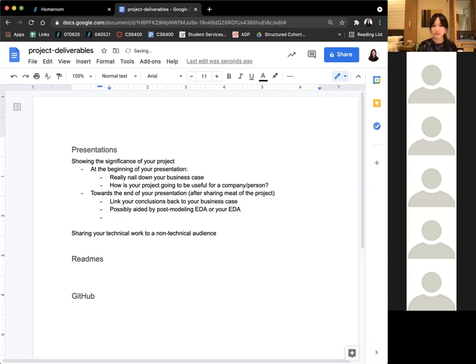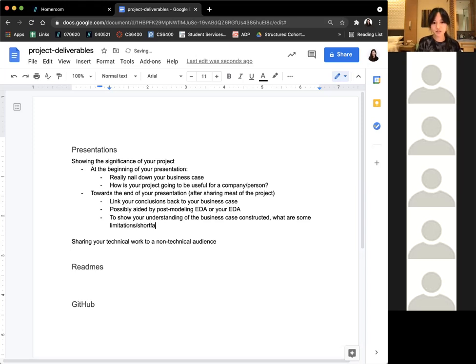Other than that, this is also a really good place to talk about some of the shortfalls or limitations of your project. A limitation could be maybe a low accuracy score. Another limitation could be that this doesn't take into consideration other classes of data, perhaps. So just to show your understanding of the business case that you constructed, it's really good to talk about limitations. What are some limitations or shortfalls of your project in its current state?